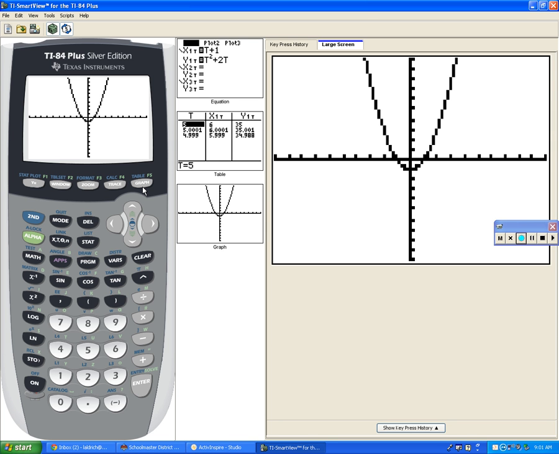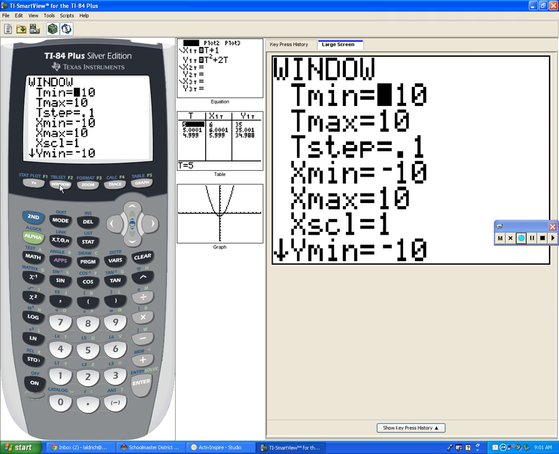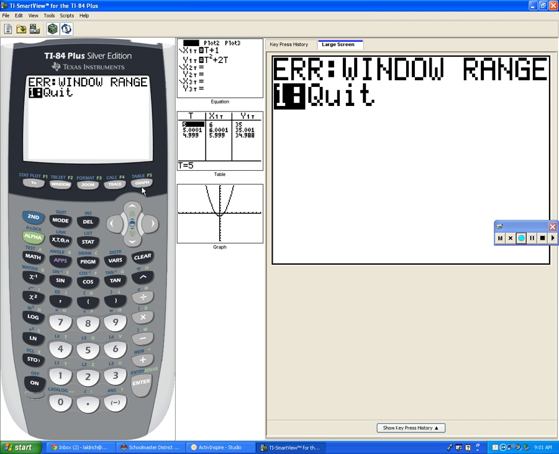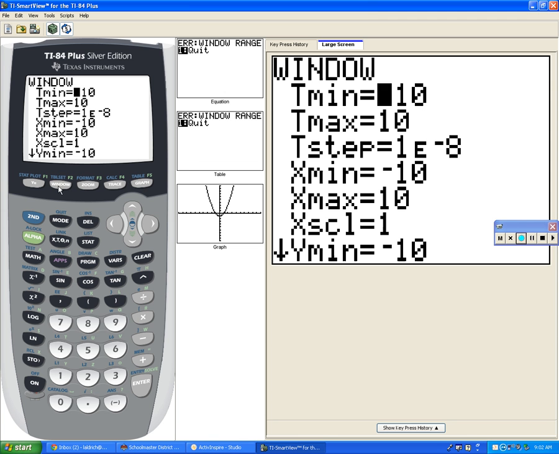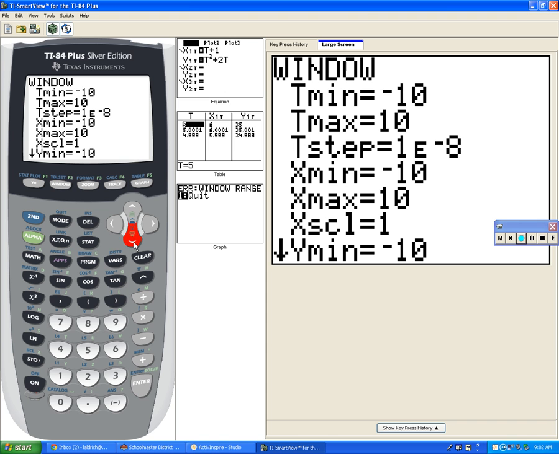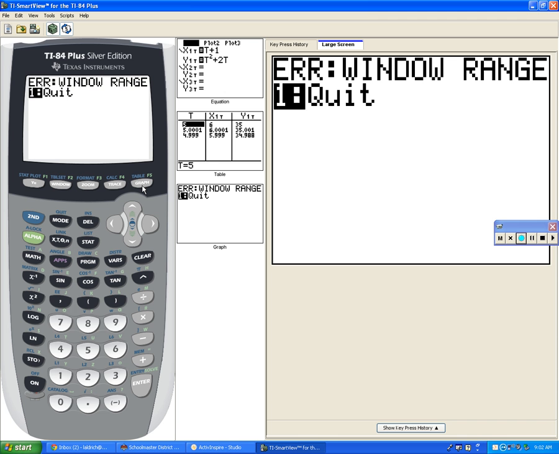Either one is fine. You can really screw the calculator up and make it do a lot of work if you make the t-step go by 0.00001. Whoops, that's way more zeros than I thought. Oh, didn't like that. It wouldn't let me get it. Too small. Okay, let's go 0.0001. And then if you hit graph and it still doesn't work.